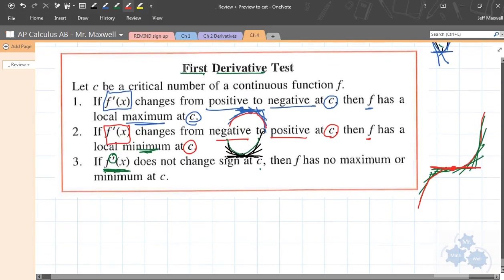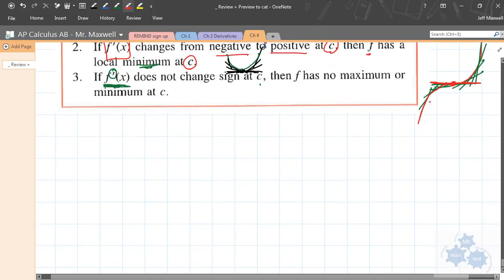Now, this isn't a cusp. Remember, the cusp doesn't exist. But if we did, let's say, y equals x cubed, that's what this looks like right here. If we did sign analysis on the derivative, 3x squared, we could factor that if we want into 3x and x, that's fine. So let's factor it.